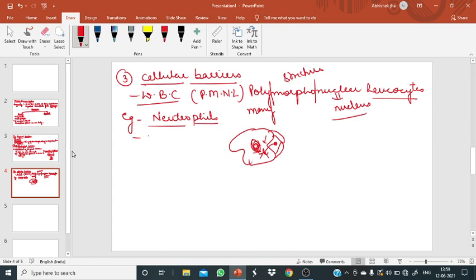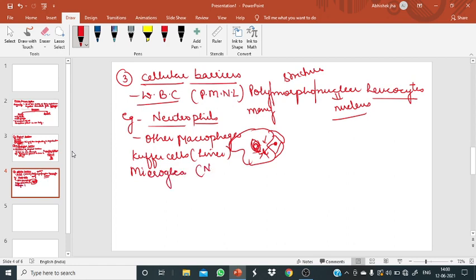Then there are certain other macrophage cells also in our body that help us to provide a cellular barrier against pathogens. So other macrophages include Kupffer cells in liver and microglia cells in our nervous tissue. So these are also the cells that act as macrophages to eat the pathogens.